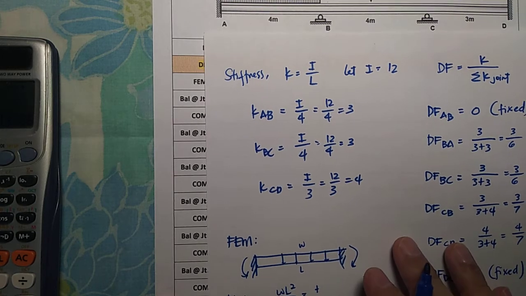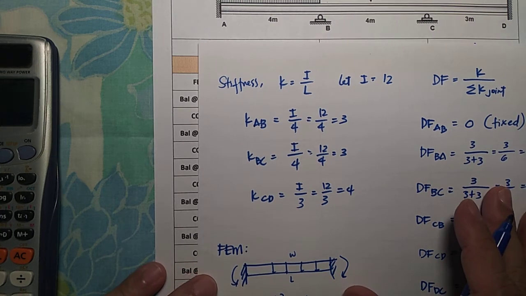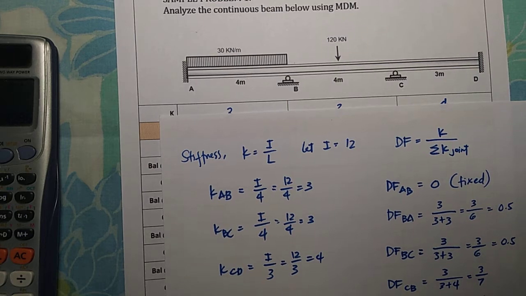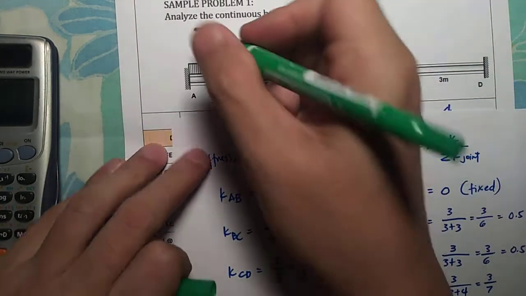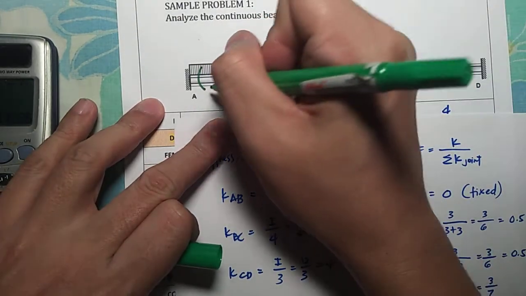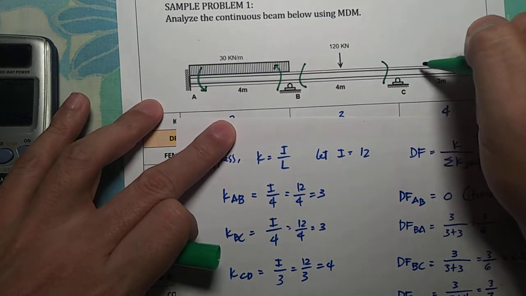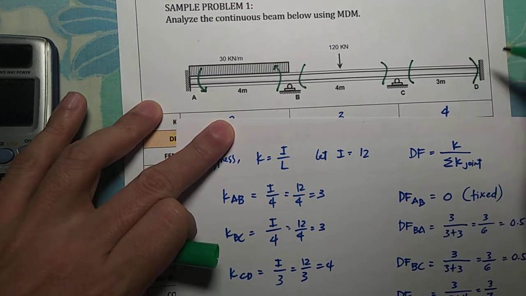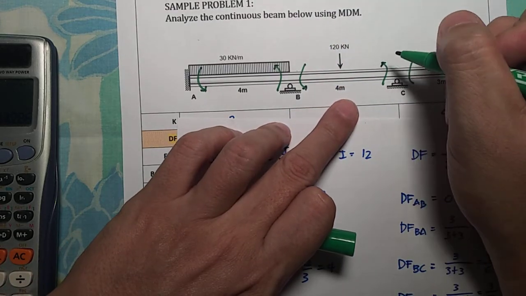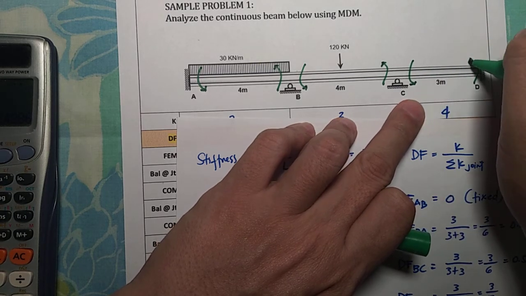Now, our sign convention in MDM is the same as the sign convention in the slope deflection method, in such a way that we can initially assume the member end moments to be positive, which means counterclockwise. If our final answer turns out negative, that means the end moments are opposite in direction.